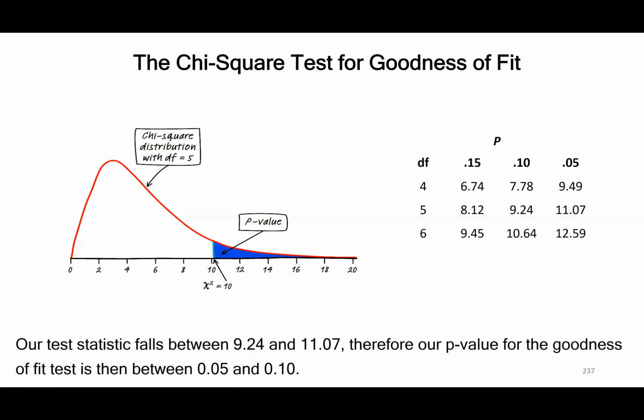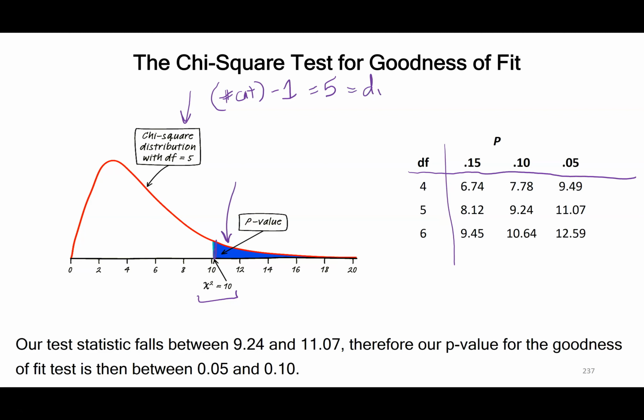So for our chi-squared goodness of fit test, back to the M&M example, we have a chi-squared statistic of roughly 10. So if we have a chi-square distribution of degrees of freedom 5, because number of categories minus 1, there are 6 colors, that's going to equal 5 here. We want this shaded blue area. That's going to be our p-value. So our degrees of freedom are 5.